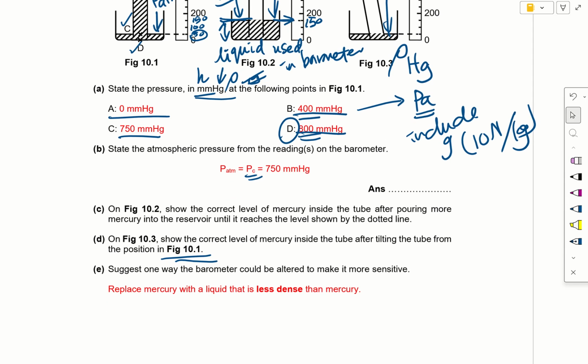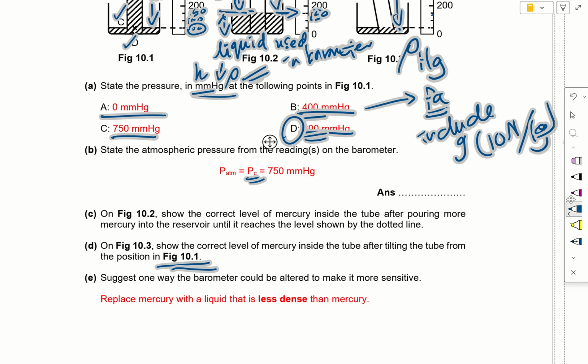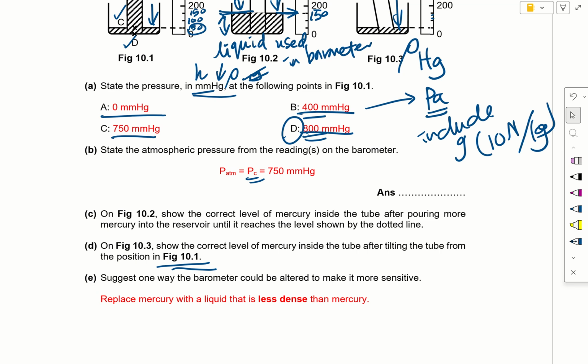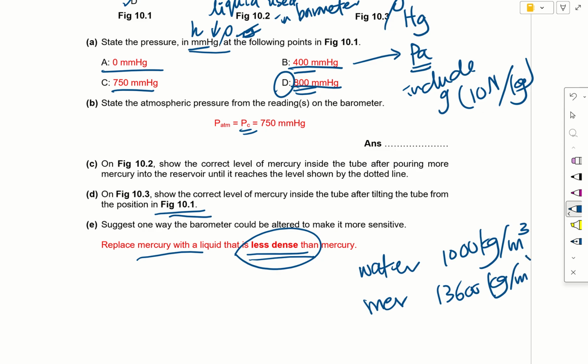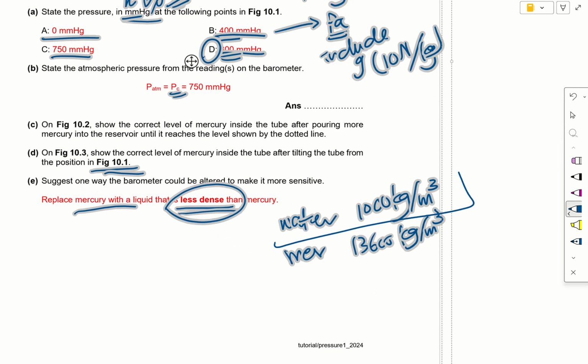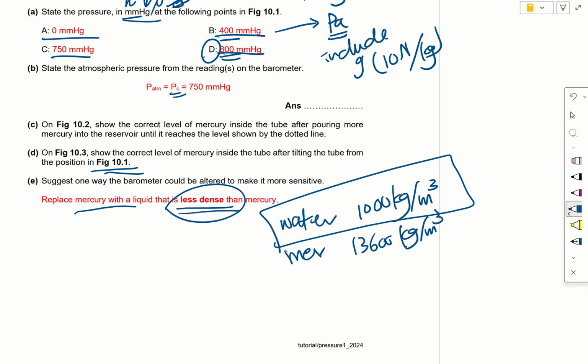Now, suggest one way the barometer could be altered to make it more sensitive. That means you want to be able to measure very fine divisions. So we can replace the mercury with a liquid that is less dense. What happens if I use a less dense liquid? In our notes, we actually use water. Water has a density of 1000 kg per meter cube. For mercury, it is 13600 kg per meter cube. So that means I would have a longer or greater height of liquid with water, right?